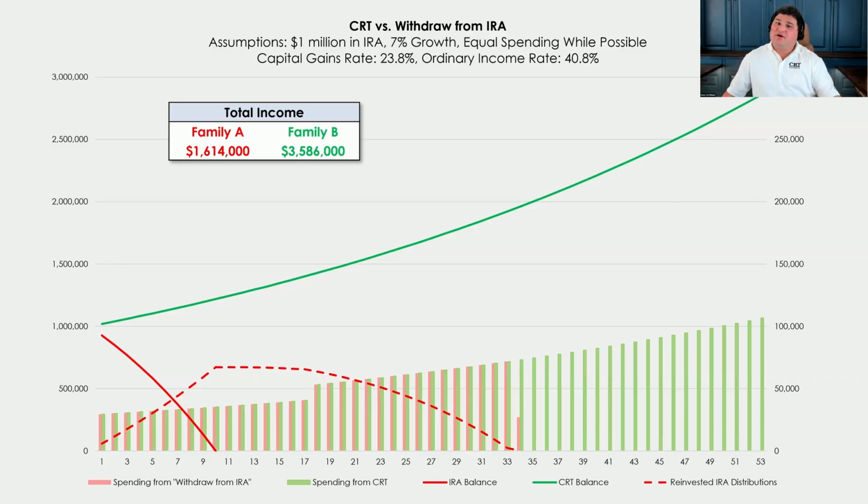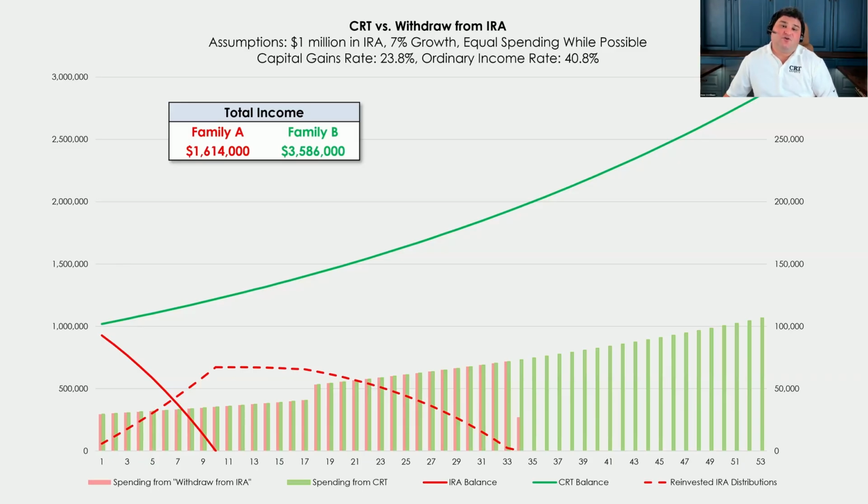So this graph is comparing our two families using a CRT compared to withdrawing during the 10-year window from the IRA. So the solid green is the value of the CRT account. So that's the investment account. It's distributing 5% each year. And the vertical green lines that you see are the distribution for that year from the CRT. The solid red line is the IRA. So that's distributing all of its assets over that 10-year period.